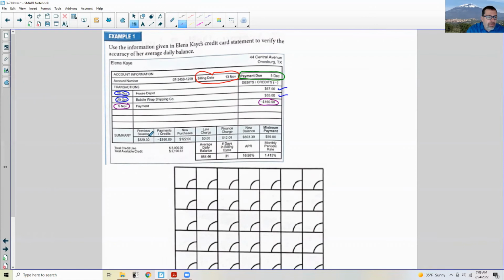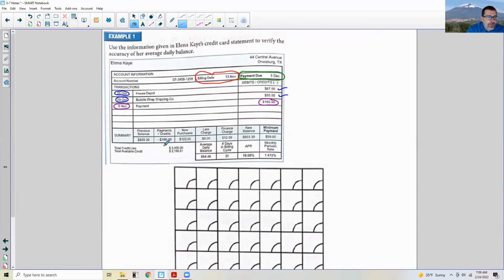So we have a previous balance here of $829.30, and here's where her payment was made, $160. Her new purchases are 67 plus 55, which adds up to 122. She was not late on her last payment, so there's no late charge. Finance charge was $12.09, and now she has a new balance of $803.39. This is calculated by taking the previous balance minus the payments and credits plus new purchases plus finance charge. And then they said her minimum payment is $59.